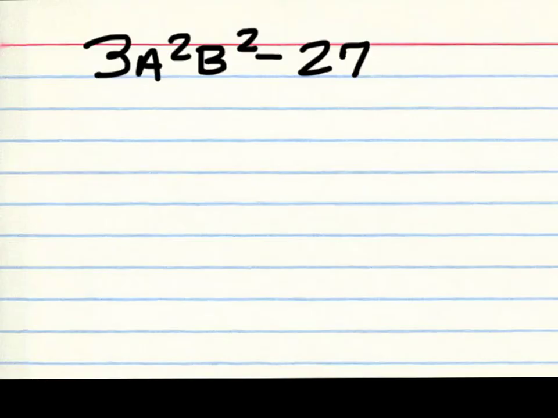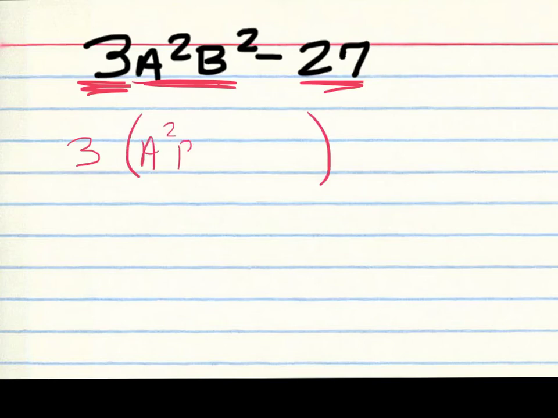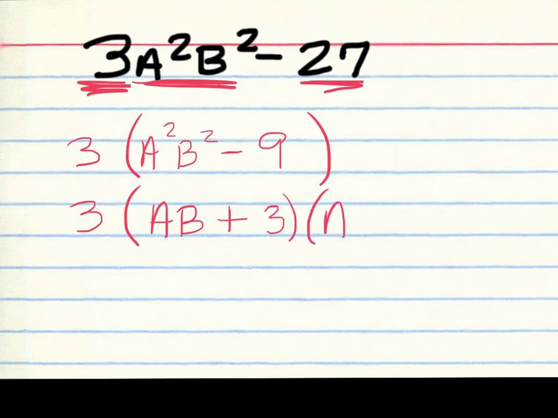On this problem, this is not a perfect square. 3 is not, and neither is 27. The a squared b squared is, so it looks like we have to divide out a 3 and be left with a squared b squared minus 9. 3 times 9 is 27. The square root of a squared b squared is simply ab. And the square root of 9 is 3. So you need an ab plus 3 and an ab minus 3.